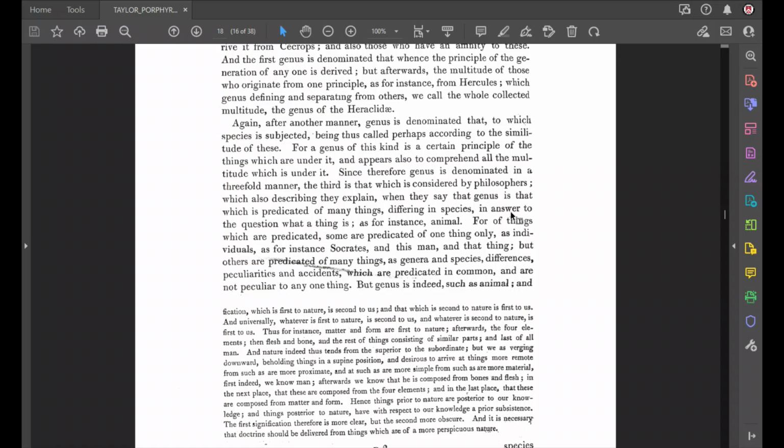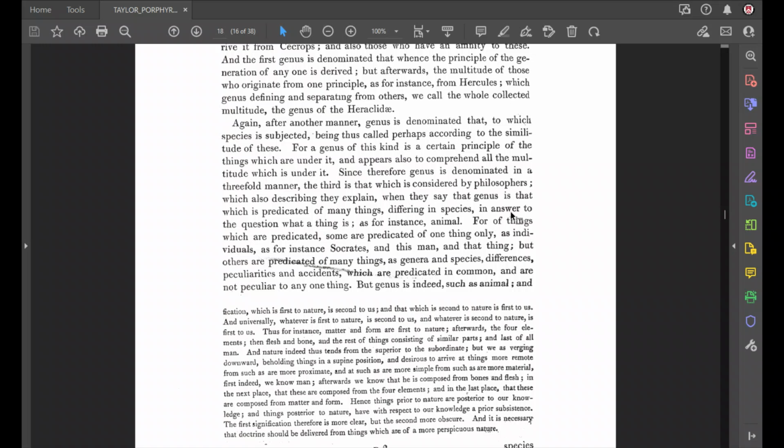Genus is called genus according to the similitude of the other meanings, because it's like an origin. It's like a family. The species are like children of the family. So it's like the other two definitions, but it's different. That's what he's saying there.